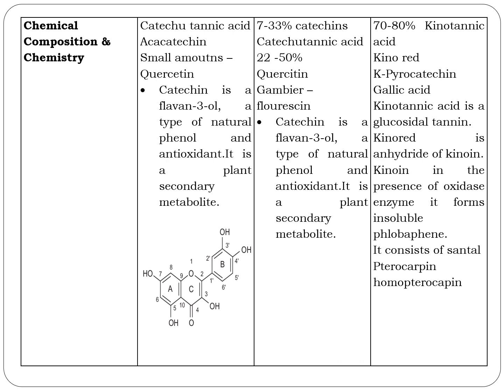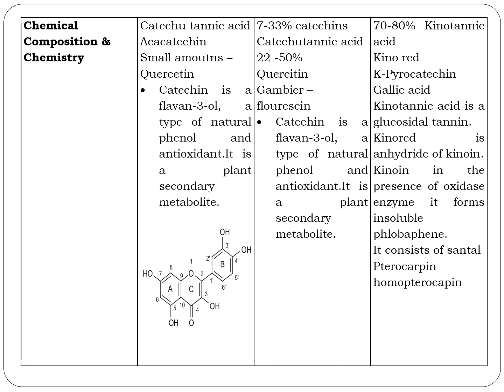Catechin is a flavanol, a type of natural phenol and antioxidant. It is a plant secondary metabolite. Whereas coming to pale catechu, it contains 7 to 33% of catechins, catechu tannic acid at the level of 22 to 50%, and it also consists of quercetin. Apart from black catechu, it consists of a fluorescent substance known as gambier fluorescein.